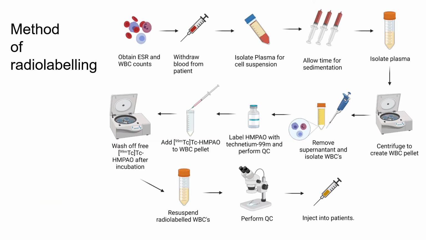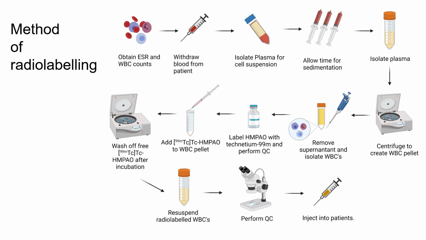The method of radio labeling, like I said, takes some time. So you have to have your data first, withdraw the blood from the patient, isolate plasma, and then allow time for sedimentation. So we take the whole blood, we put the syringes at an angle, we let it stand for up to 45 minutes, and then we gently remove the plasma from that because the plasma still has to contain the cells. It doesn't help if you do this by centrifuging the sample because you will also remove your white blood cells from the sample.